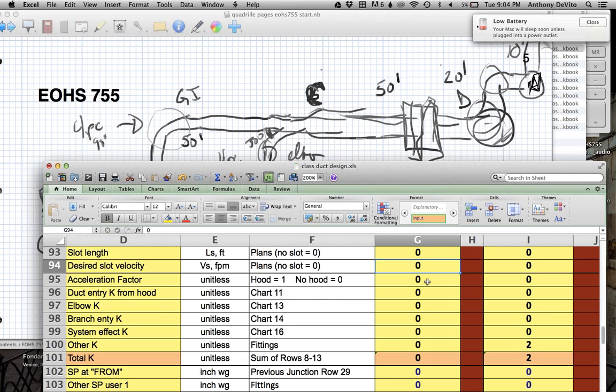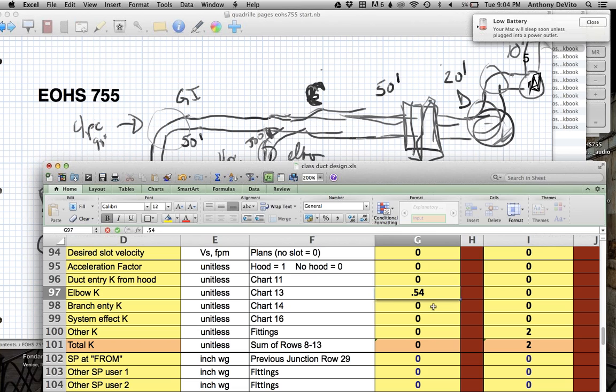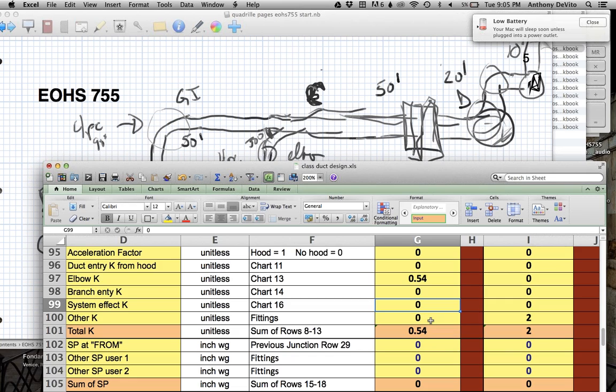No slot. The acceleration factor is 0 because we're not coming from a hood. The elbow K factors: now we have 2 elbows, right? Those 2 elbows are going to make this 0.54. And our branch entry effect. We're not going into a branch, so we're not going to use that. System effect. We're not going to use that because presumably we're going to have at least 6 diameters before we connect to the fan. We're going to get to that. So now other K.